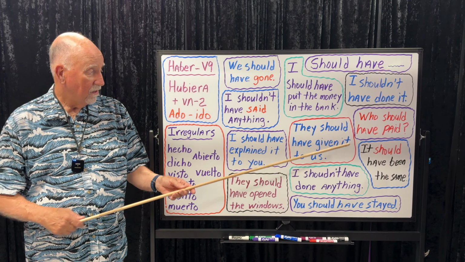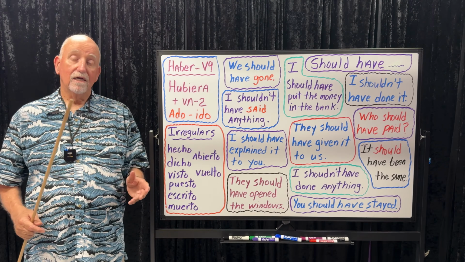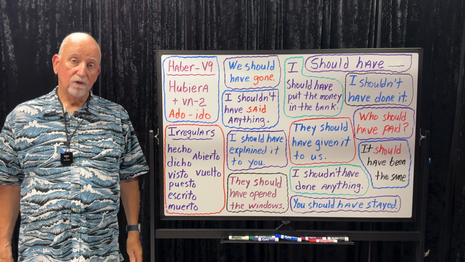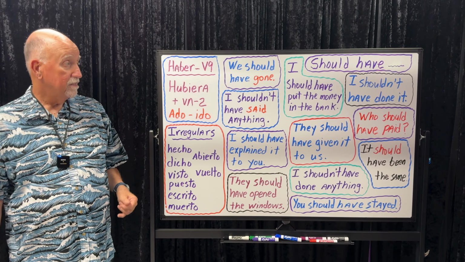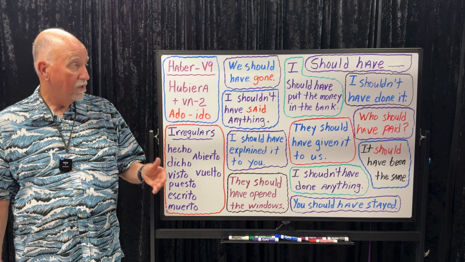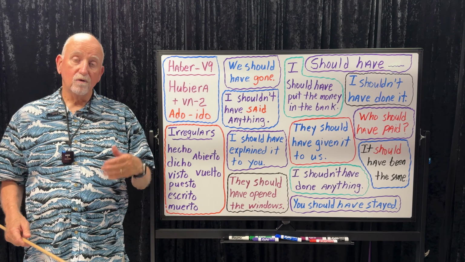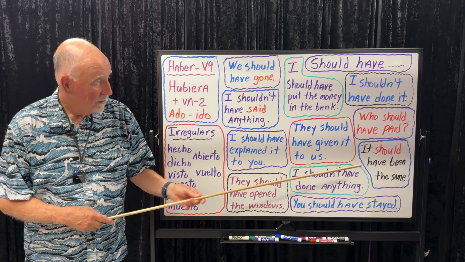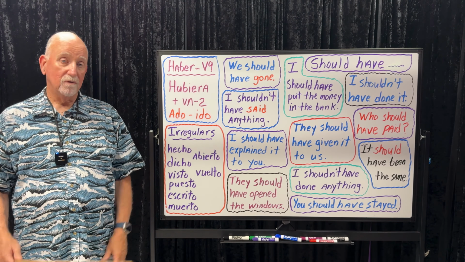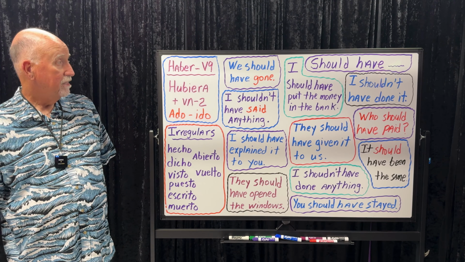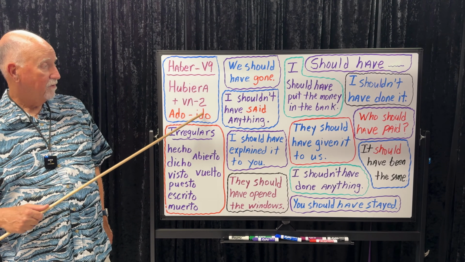And these two are very similar. I shouldn't have done it. No lo hubiera hecho. Yo no lo hubiera hecho. The lo goes in front of hubiera. Who should have paid? ¿Quién hubiera pagado? It should have been the same. Hubiera sido lo mismo. All right, that's our lesson with should have, haber, plus verb number 2, past participle.